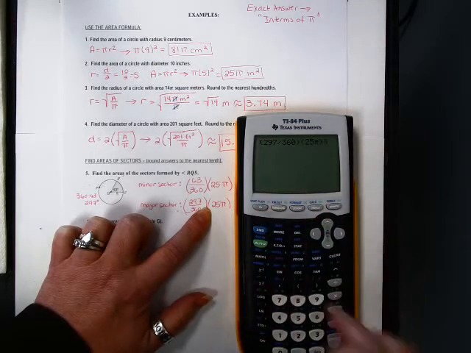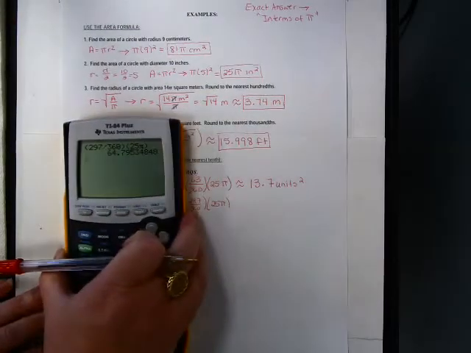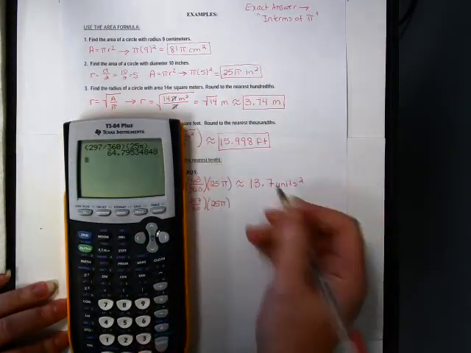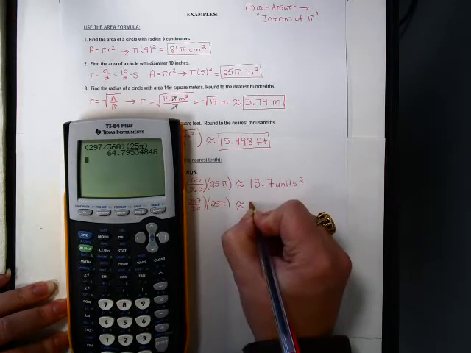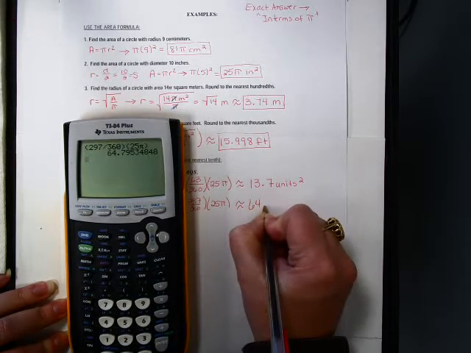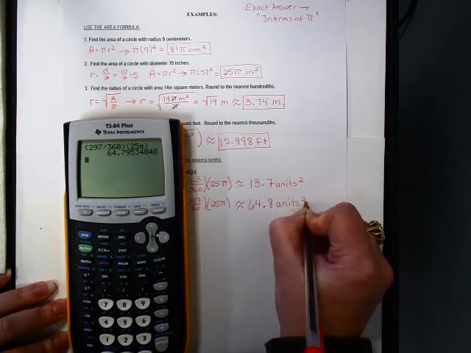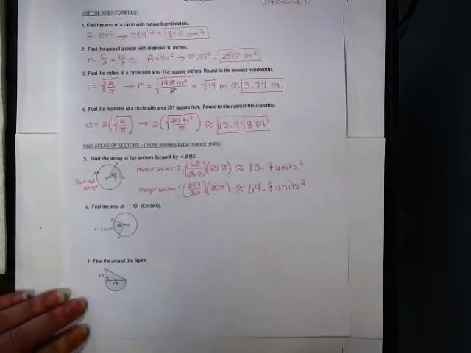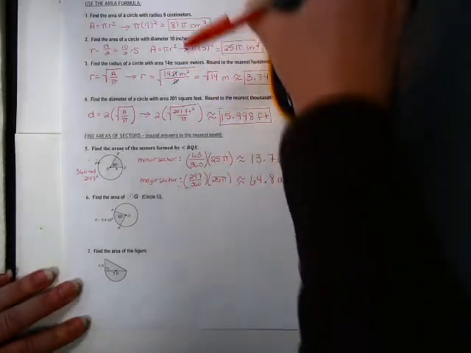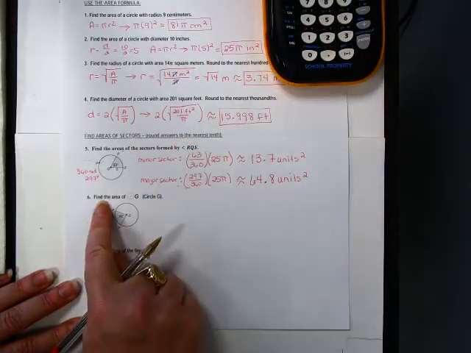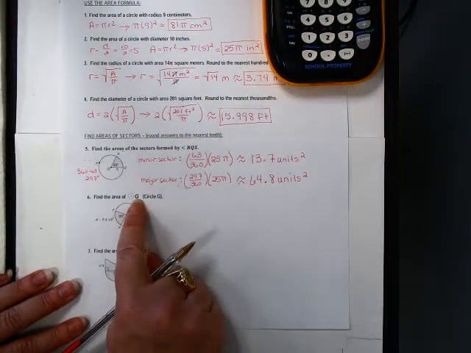Okay. Now enter. Alright, I get a big long decimal, but I round to the nearest tenth. So that means that this is going to be 64.8, and again that's units squared. Alright, almost done. On this next one, it says find the area of the circle.